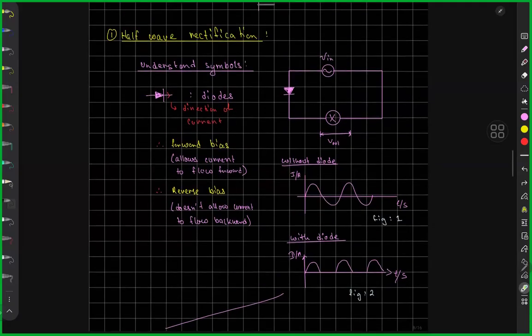There are some technical names you can note down. One is forward bias, where you allow current to flow, and the other is reverse bias, which doesn't allow current to flow forward.